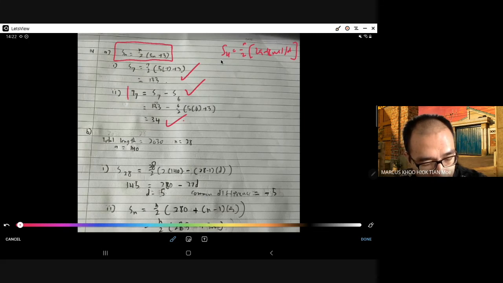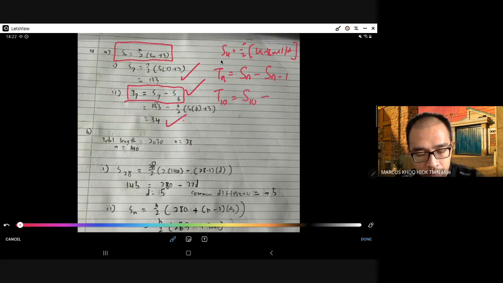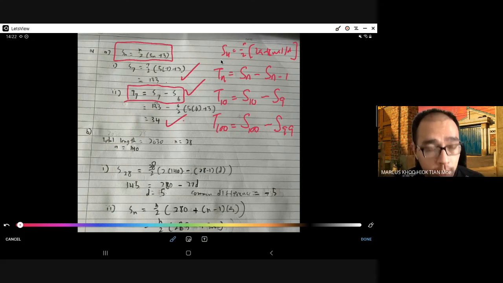Secondly, this is a very important relation to remember. Tn equals Sn minus Sn minus 1. The 10th term equals the sum of the 10 minus the sum of the 9. The 100th term equals the sum of the 100 minus the sum of the 99. This relation is not a formula, it is a relation that you must remember. Okay, so good job. All right, next question, B please.